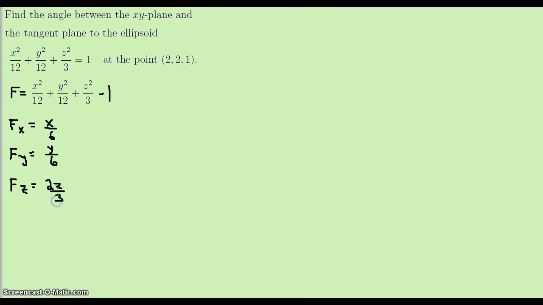What do we do with these? We evaluate these at the point of interest. So we take and evaluate each of these at 2, 2, 1. Okay, so what is Fx at 2, 2, 1? Going to be a third. Fy at 2, 2, 1 is going to be a third. Fz at 2, 2, 1 is going to be two thirds.